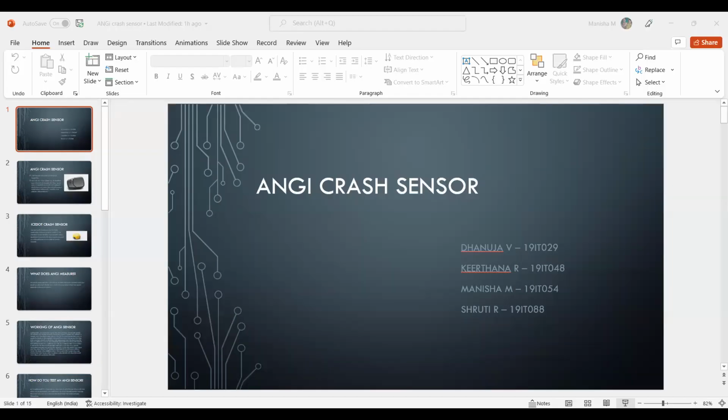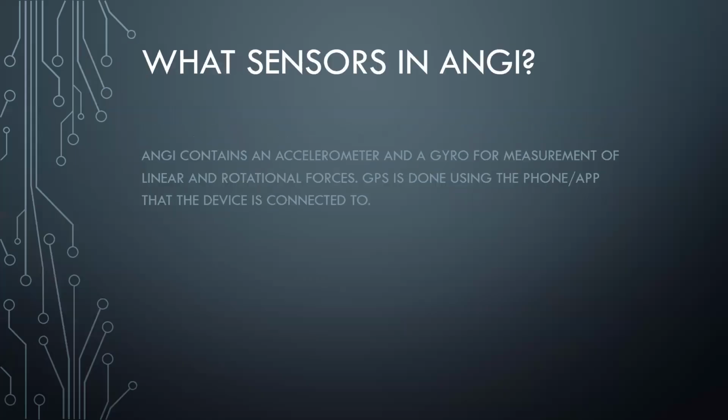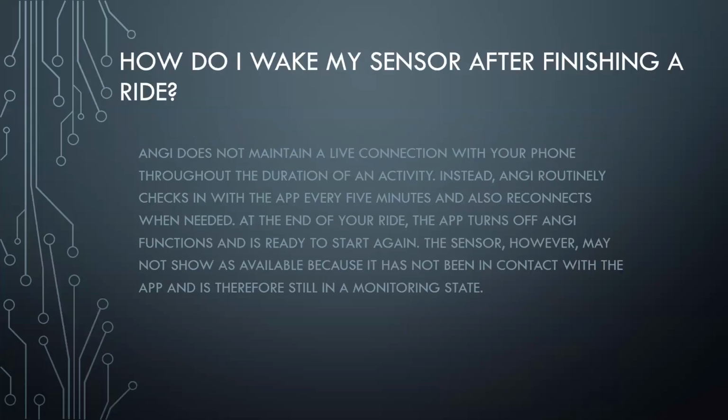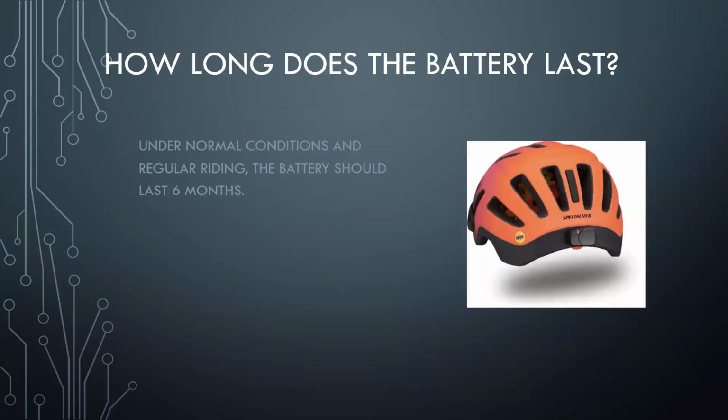Now, next we are going to see whether ANGI is waterproof. Yes, ANGI is waterproof, rated at IPX7. It means that the sensor is waterproof when immersed for 30 minutes at a depth of 1 meter. Now, how long does the battery last? Under normal conditions and regular riding, the battery could last for 6 months.